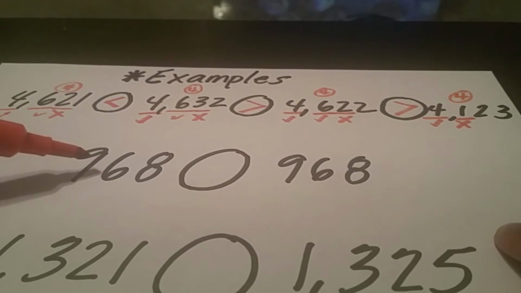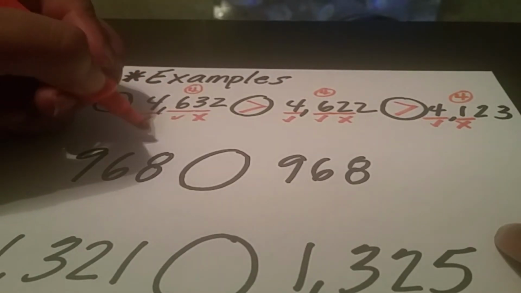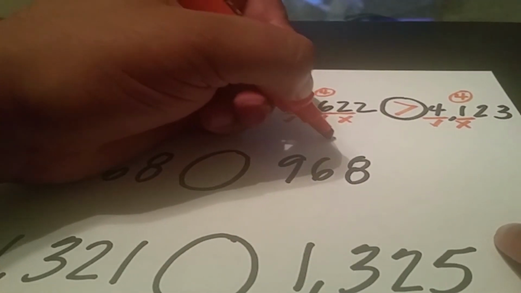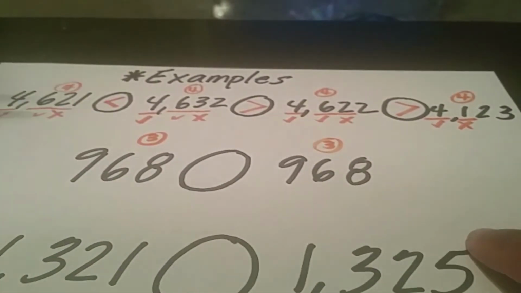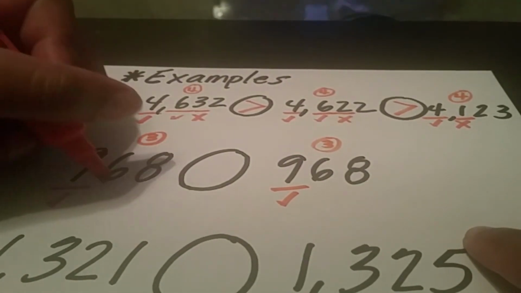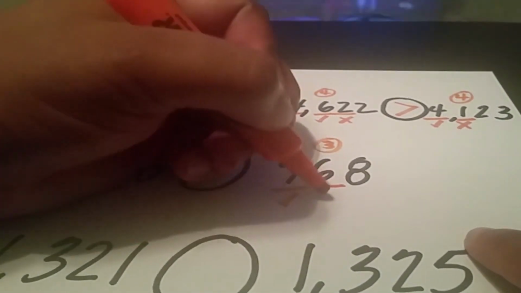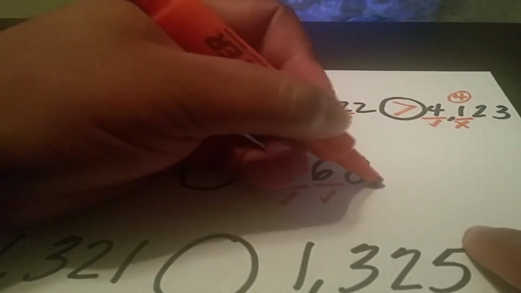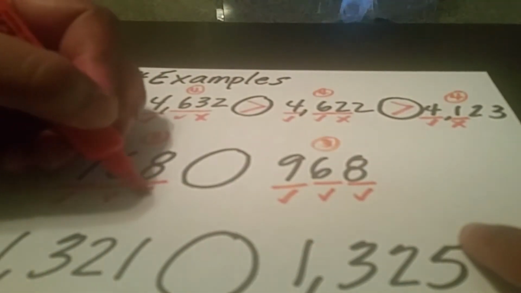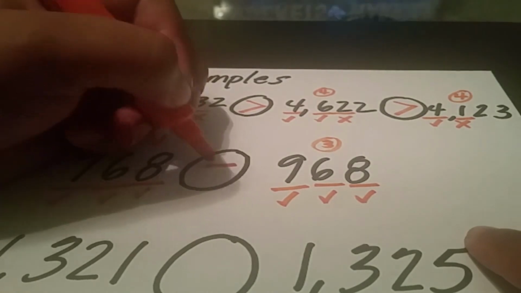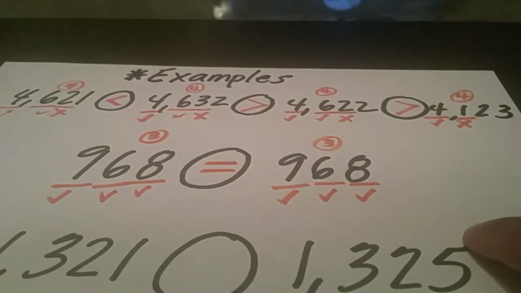Let's look at the next one. We count our digits. 1, 2, 3. And here, 1, 2, 3. Now I compare my numbers. 9 here, 9 here, they check off. 6 here, 6 here, they check off. 8 here, 8 here, they check off. So all the checks, that tells me these numbers are equal.